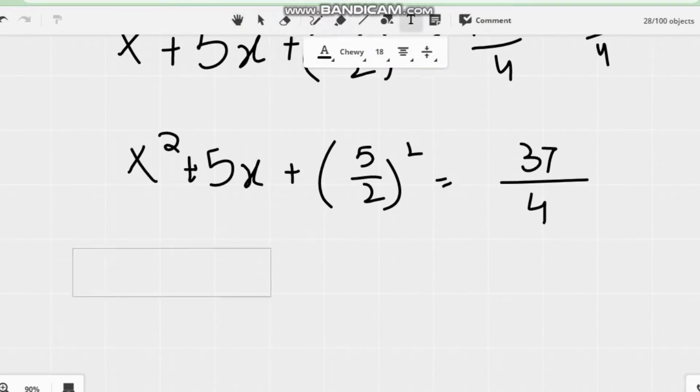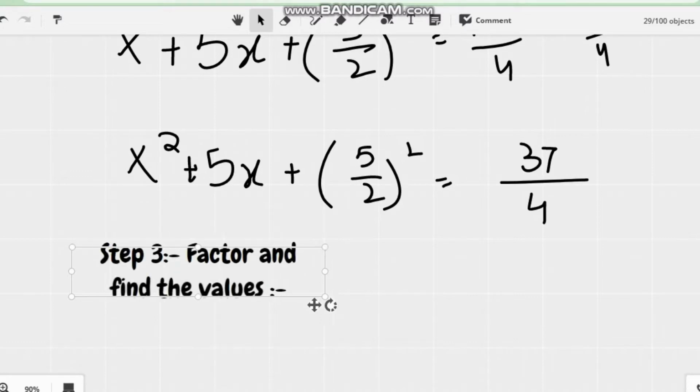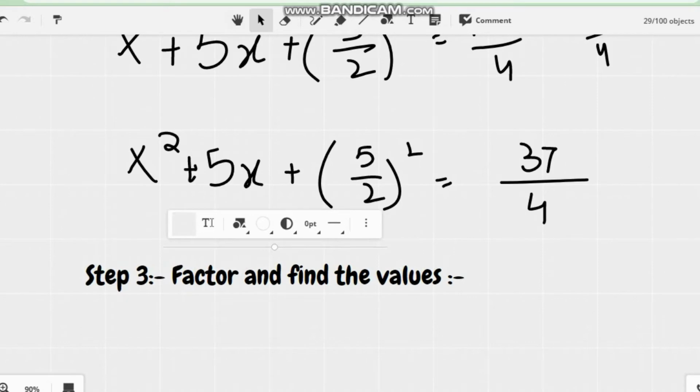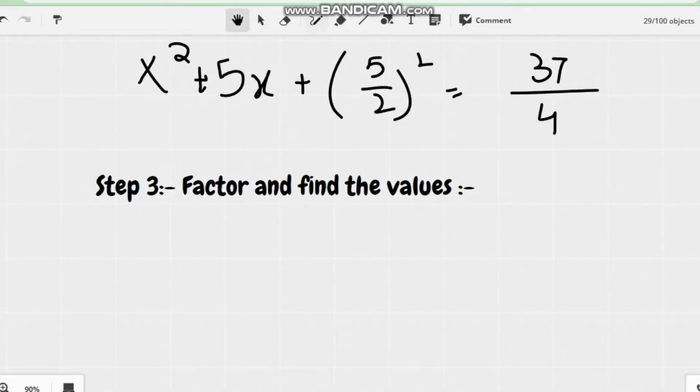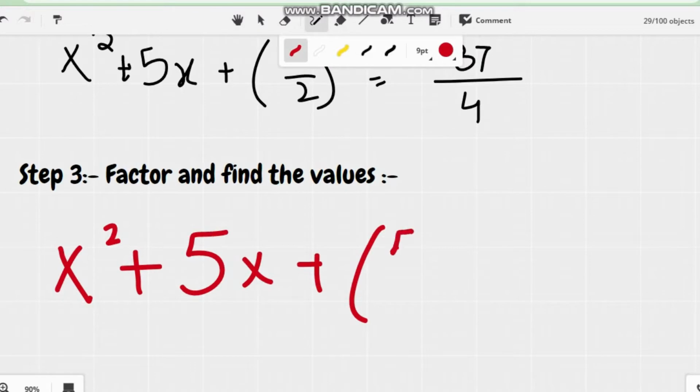This was the open form. Now the third step is factor. Step 3, factor and find the values. So I'm going to write here the equation again. That is x squared plus 5x plus (5 divided by 2) squared equals 37 divided by 4.